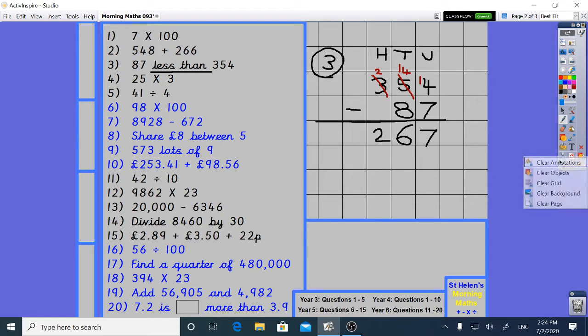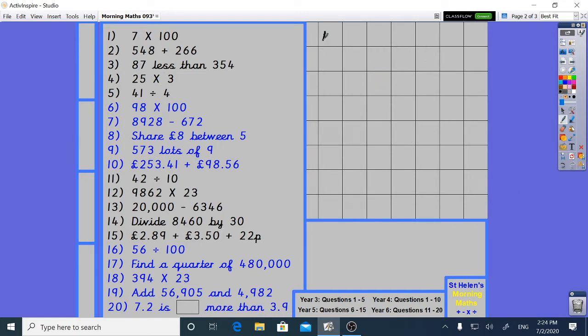Question 4. In year 4, you're supposed to learn your 25 times table, because 25 is a very common number that comes up a lot. But in year 3, you might not know that yet. You don't have to know that yet. So I'm going to do 25 times 3 with the 2 methods I've been doing lately. I don't think I'll colour code it today. You've seen this a few times.